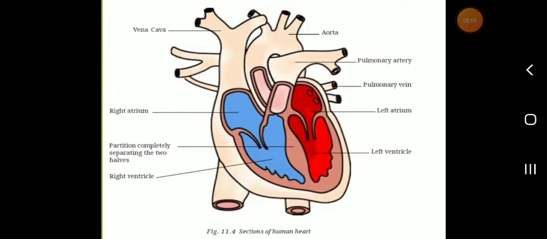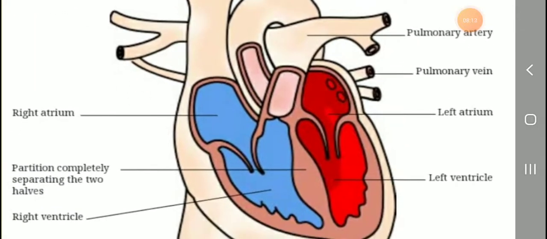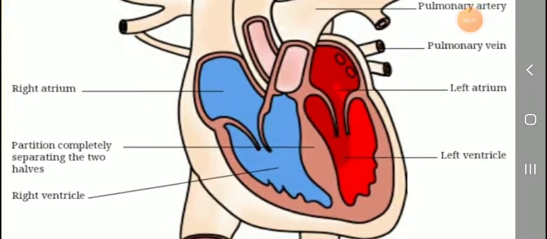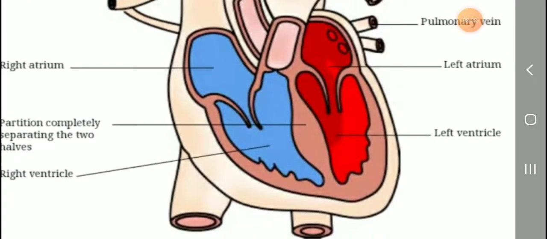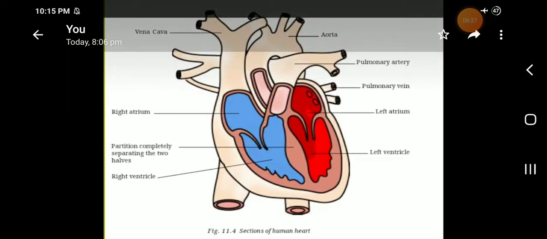Section of human heart. See the picture, students. Vena cava, aorta, pulmonary artery, pulmonary vein, left atrium, left ventricle, right atrium. Do you remember, students, this diagram? Where is the right ventricle?